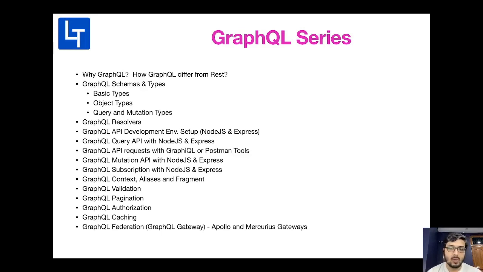Then we are going to talk about GraphQL federation, which is implemented with the help of a GraphQL gateway. There are two frameworks, Apollo and Mercurius, that provide the GraphQL gateway capabilities. We are going to cover both of them and see how they are different from each other. Then we are going to talk about the GraphQL microservices architecture. It means that we are going to talk about the tools, technologies, and best practices before we start building a microservices architecture using GraphQL.